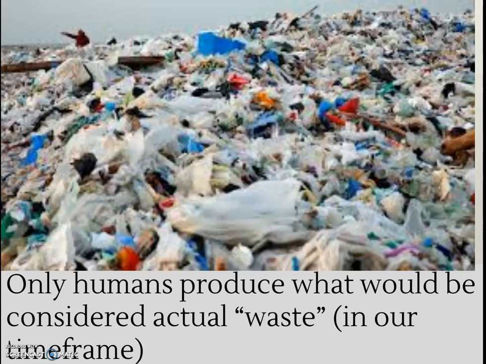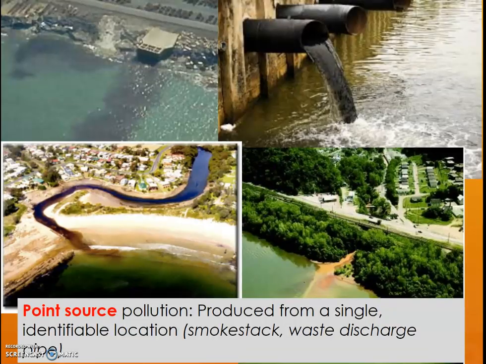The things that are produced in biological systems are all things that can be used to restore nutrients to a cycle as food for another organism, and everything gets returned back. Only humans make things that are not useful in any way, shape, or form, and this is what actual waste is. We have two types of pollution that are important.